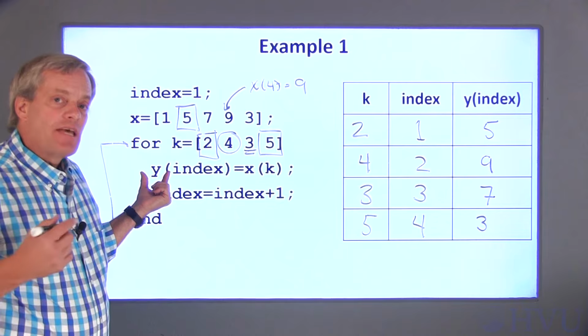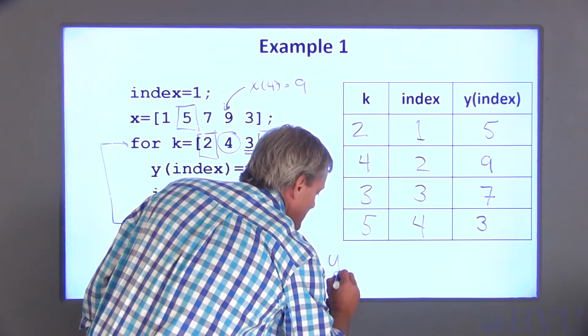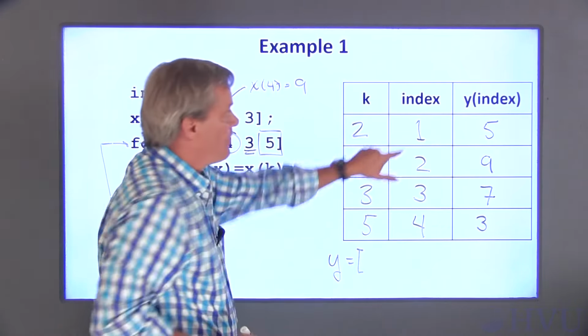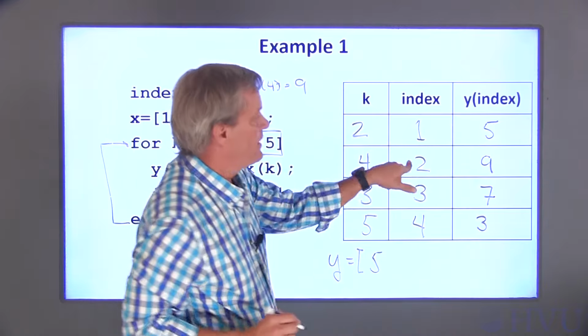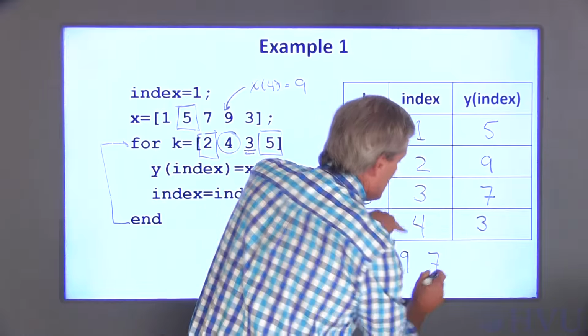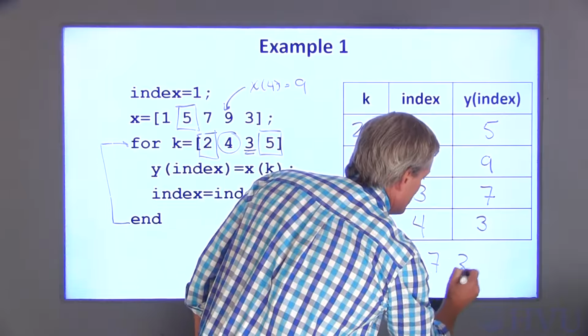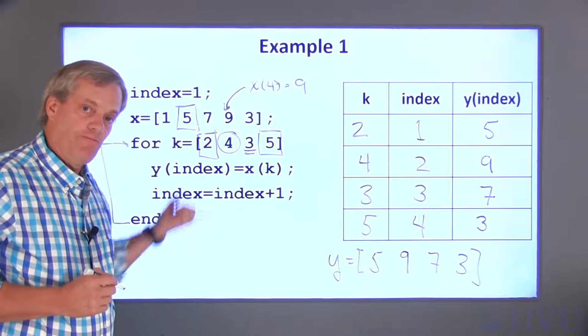Y is actually set up as an array. We've got array locations here. So when all is said and done, the first element of y is 5. The second element of y is 9. The third element is 7. And the last element is 3. So this is the value of the variable y when the loop finishes.